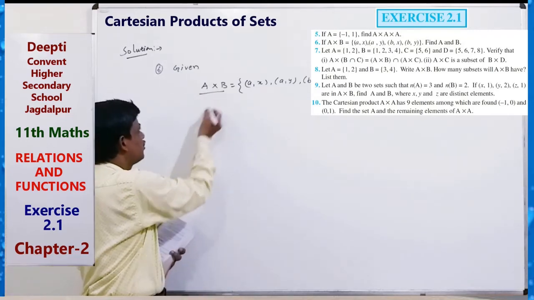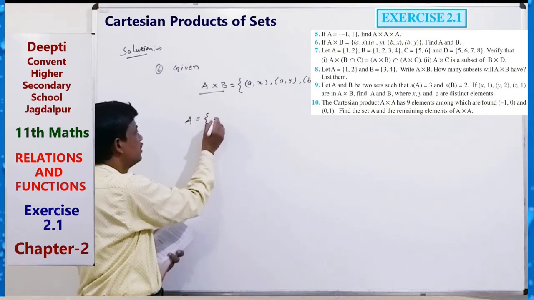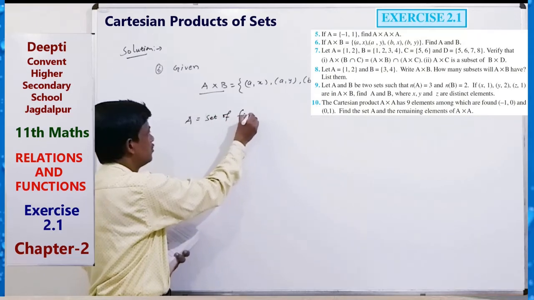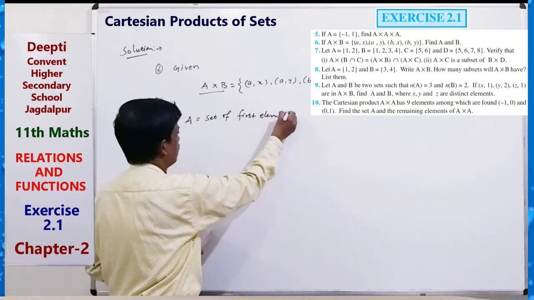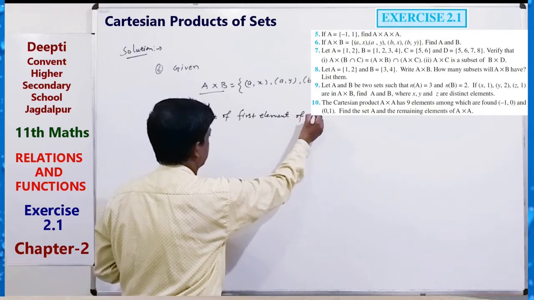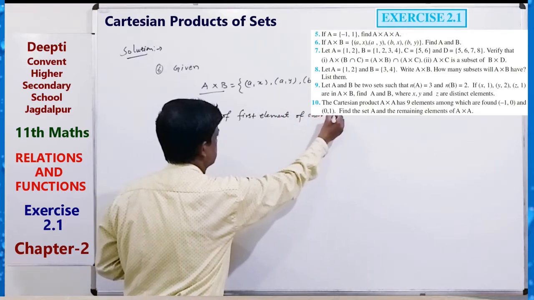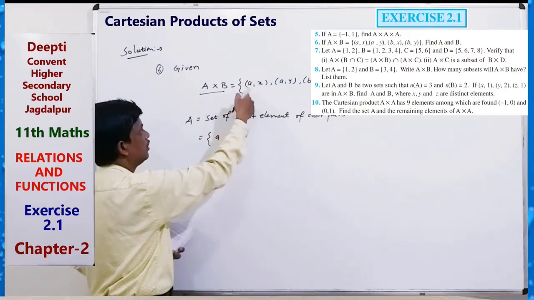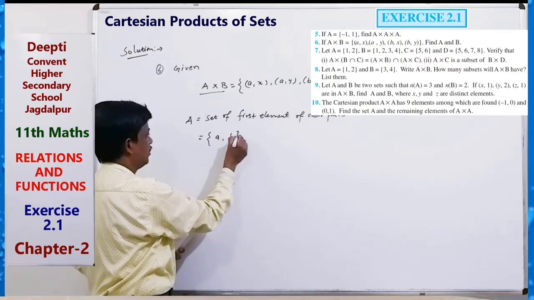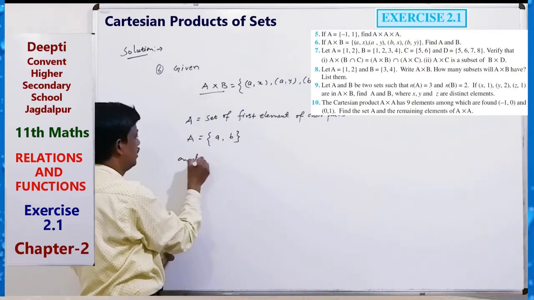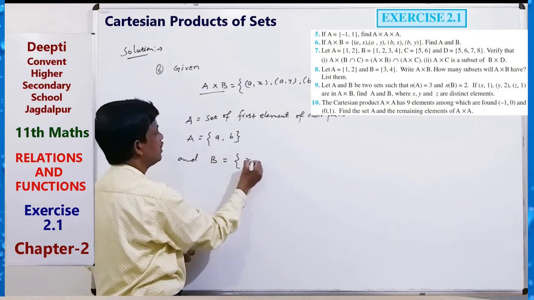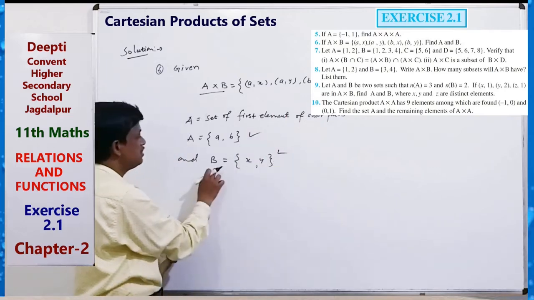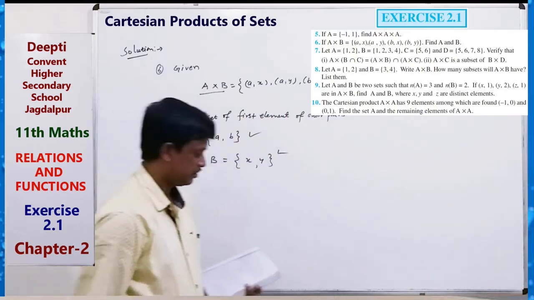We know in a cross product, A is the set of first elements of the ordered pairs. Ordered pairs, that is what? First elements a, b. So A is {a, b}. And similarly B is {x, y}. B is the set of second elements. Okay.